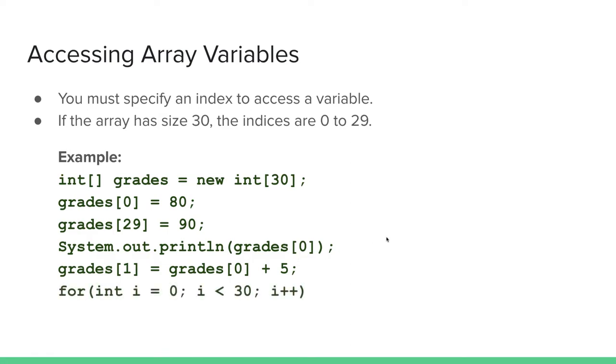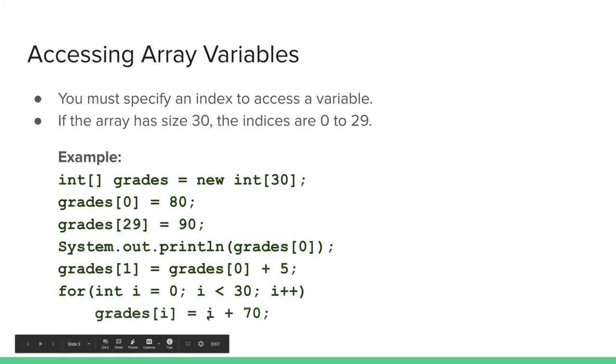We can also use a for loop. In this case, we can assign a new generated value to every index in that grades array.